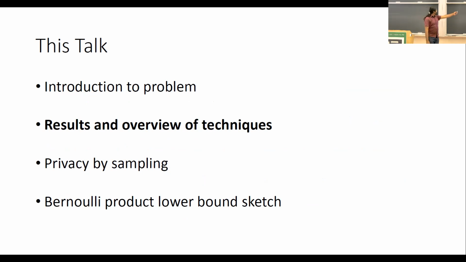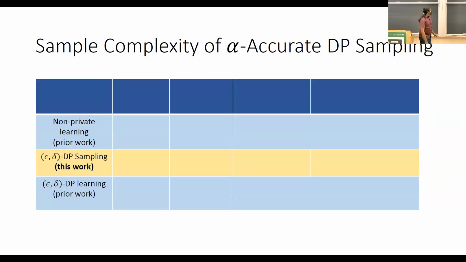Okay. So to tell you about our results, in this work we studied epsilon-delta DP sampling, and we compared it to two baselines. One is just non-private learning, where you're just interested in learning the class of distributions with no concerns of privacy, and the other is epsilon-delta DP learning of distributions. And the first class is really simple.